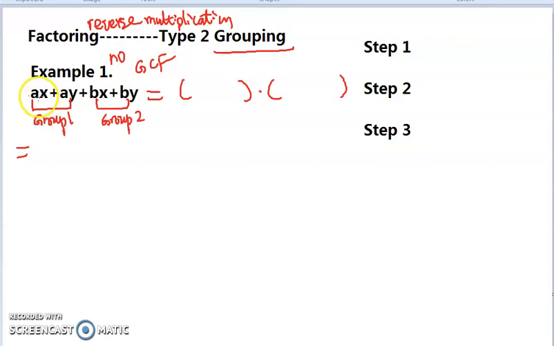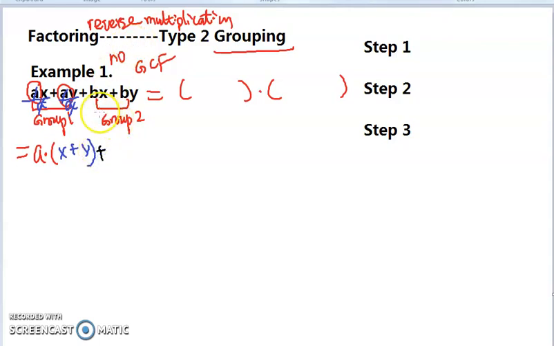Let's see. Group 1, I noticed they have a GCF. Following the steps of GCF, we found what they have in common, A and A, and you factor out A, and then divide both of them by A. If you divide the first one by A, A cancels A, we get x, plus A cancels A, y. So that's our first group.